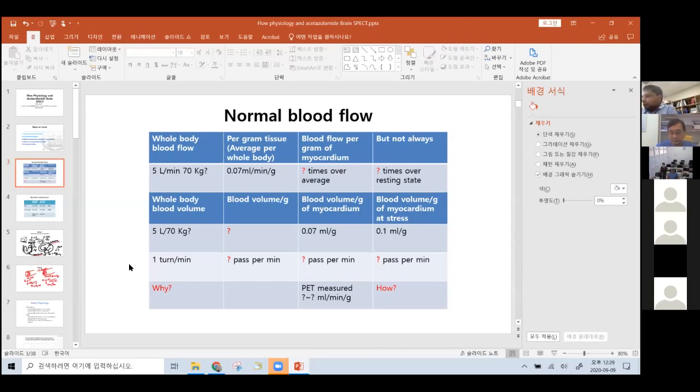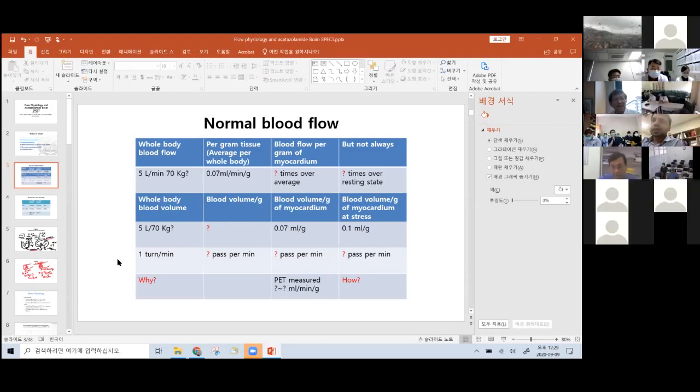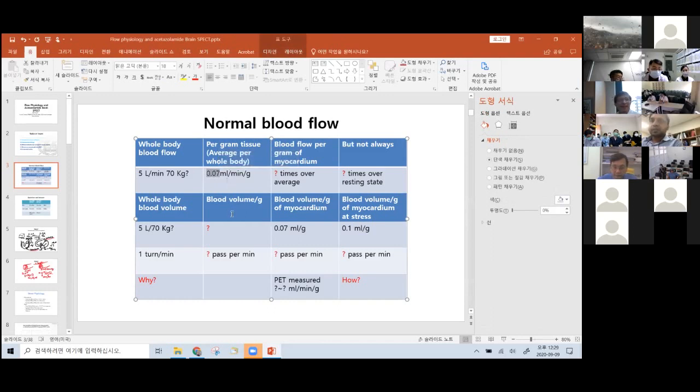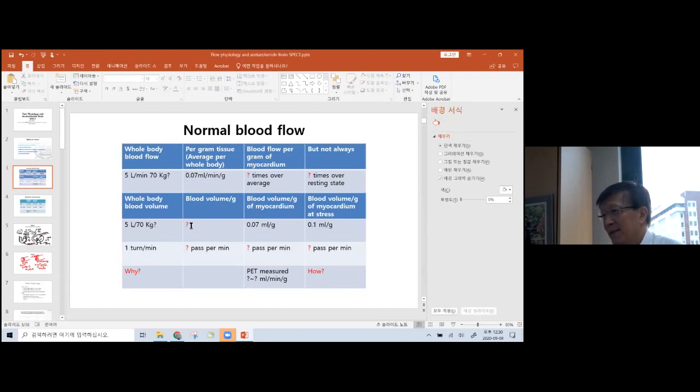The per gram tissue flow, if I calculate, is just 0.07 milliliter per minute per gram. Then Dr. Asmar, in 1 gram of tissue, how much blood is there? Please calculate. Oh, so time. As shown over there, 0.07. Yeah, so you hesitated. Some of the students calculate again and then come to the wrong answer, so I wanted to emphasize again. So per gram tissue was the same here. Then the question mark is going to be changed.